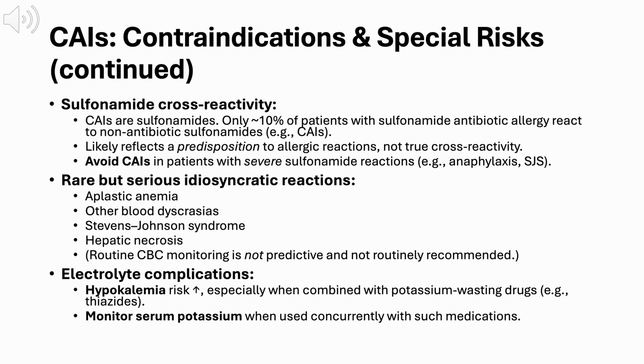That said, CAIs should still be avoided in anyone with a history of severe sulfonamide reactions, such as anaphylaxis or Stevens-Johnson syndrome. There are also rare but serious idiosyncratic effects, including aplastic anemia, other blood dyscrasias, Stevens-Johnson syndrome, and hepatic necrosis. Because these reactions are unpredictable, routine CBC monitoring isn't helpful or recommended. Lastly, CAIs can cause electrolyte imbalances, most notably hypokalemia, especially if used alongside potassium-wasting diuretics like thiazides. For patients on those combinations, it's best to monitor serum potassium to prevent complications.